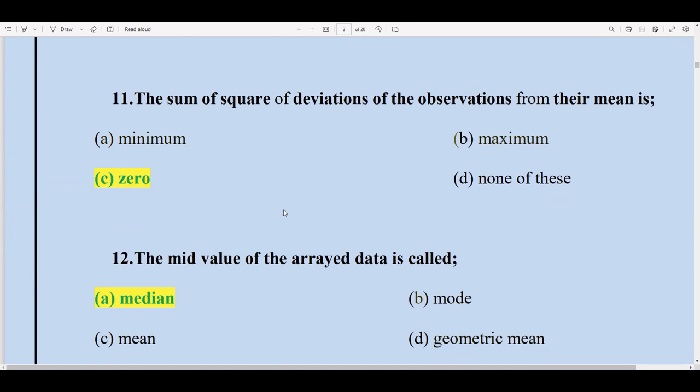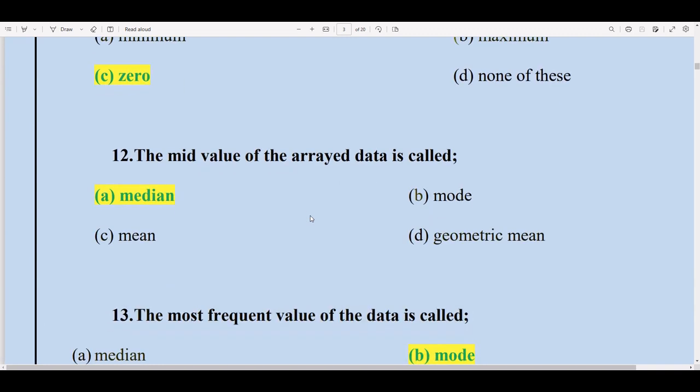It is a property of the arithmetic mean that when we subtract each observation from their mean and take the sum of all these deviations, it is equal to 0. The mid value of arrayed data is the median.